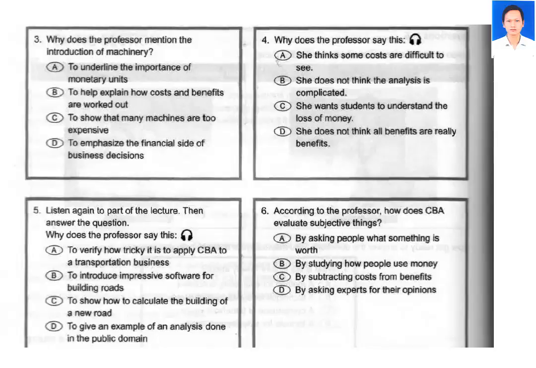4. Why does the professor say this? So that much is pretty straightforward. But we also have to think about less tangible, less visible costs and benefits.